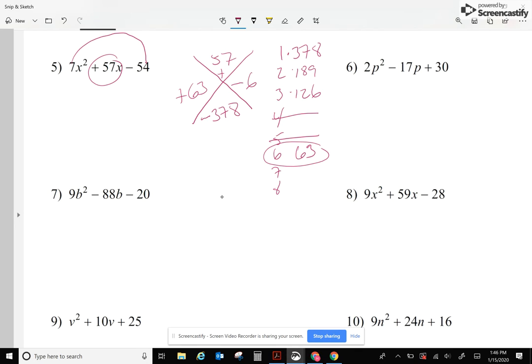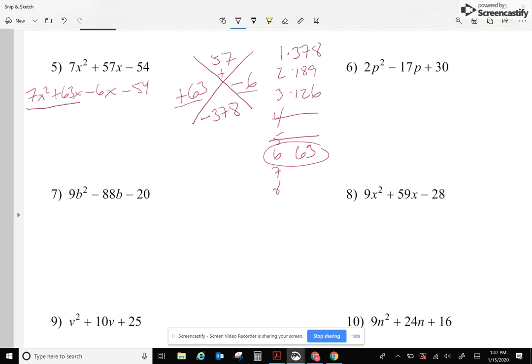Now, the next thing I'm going to do, these numbers that I'm going to get, I'm going to split my middle term. Let me write this as 7x squared plus 63x minus 6x minus 54. All I did was split my middle term. Now that I have 4 terms, yesterday we saw that with 4 terms, I do it by grouping. Let me take a look at the first 2.